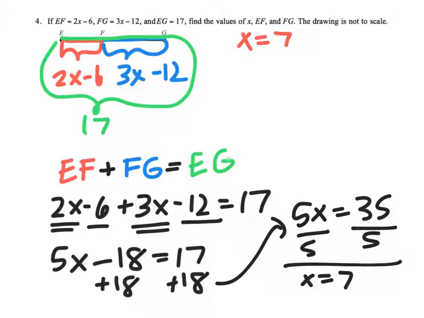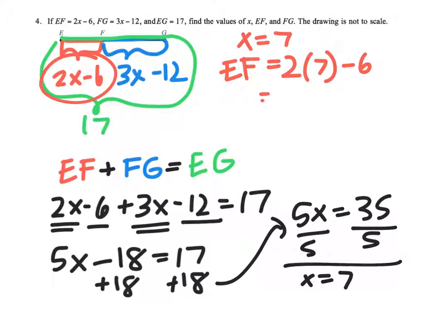Now the question had 3 parts. They wanted to know what EF was, what x was, and what FG was. So I know EF equals 2x minus 6, my equation over here. So we're going to do 2 times 7 minus 6, which is 14 minus 6, which gives me 8. So that's my second answer.